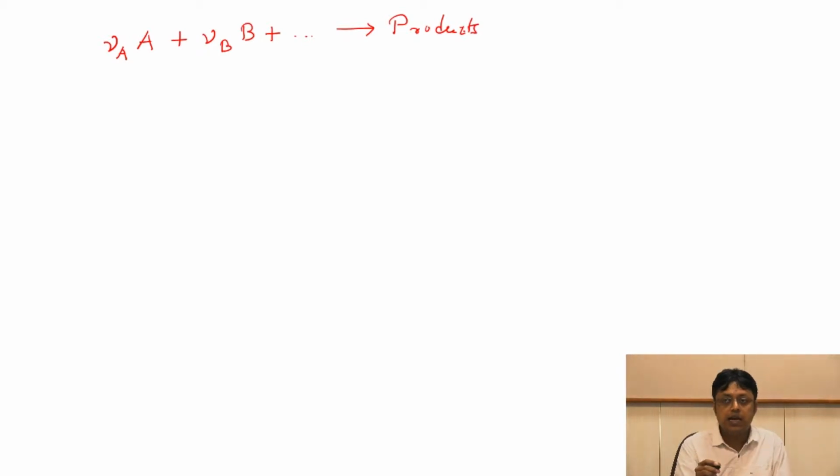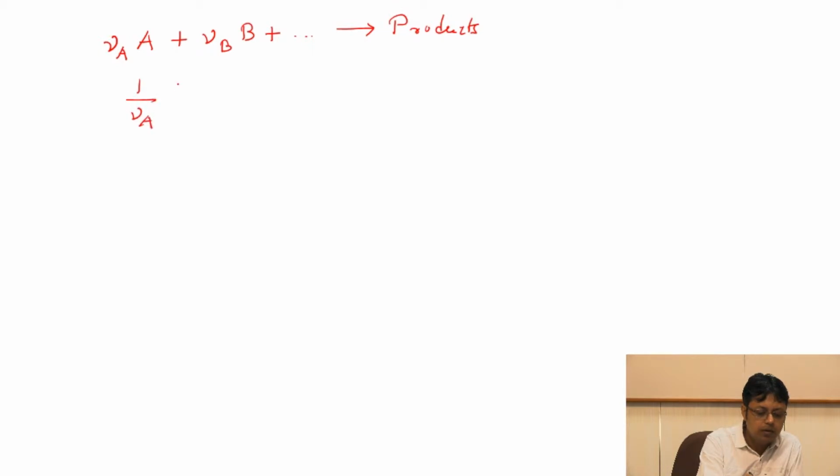All right, so let us now assume that we have a similar stoichiometric equation, nu A of A and nu B of B plus everything is going into products. Now, if we find that the rate law is first order with respect to A, then the rate, which we can write as 1 by nu A dA dt with a negative sign, is first order with respect to A, and the rate constant I'm writing as K prime.